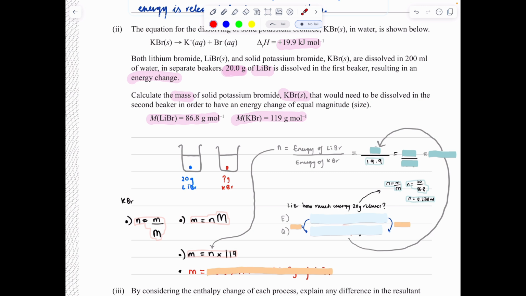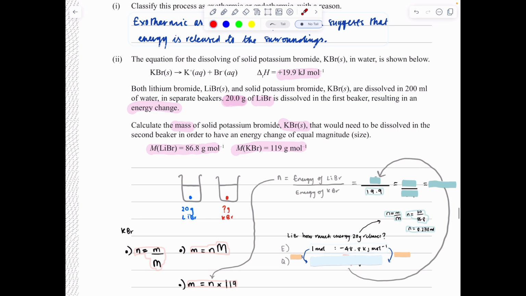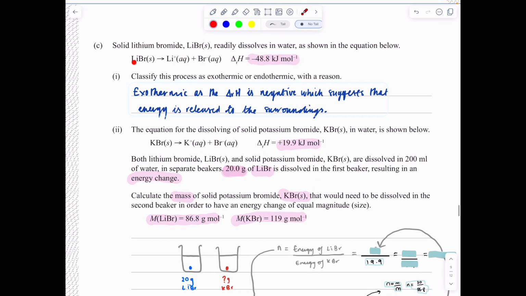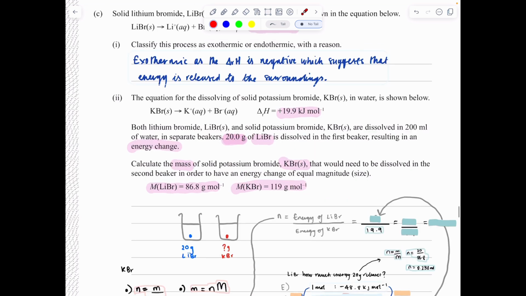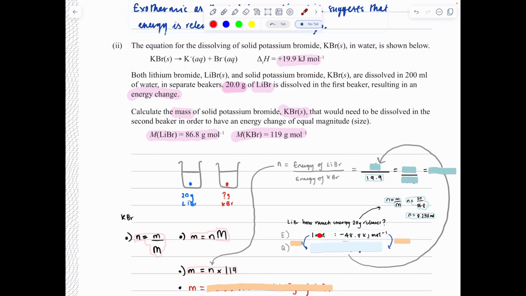Okay? So now that we've got the conversion from grams to moles, we can find out a few things. So we know that from the equation, 1 mole of lithium bromide gives off negative 48.8 kilojoules per mole. And I've written that here. How much will 0.230 moles release? AKA 20 grams. So we've got 0.230 moles down here. How much energy will it release?